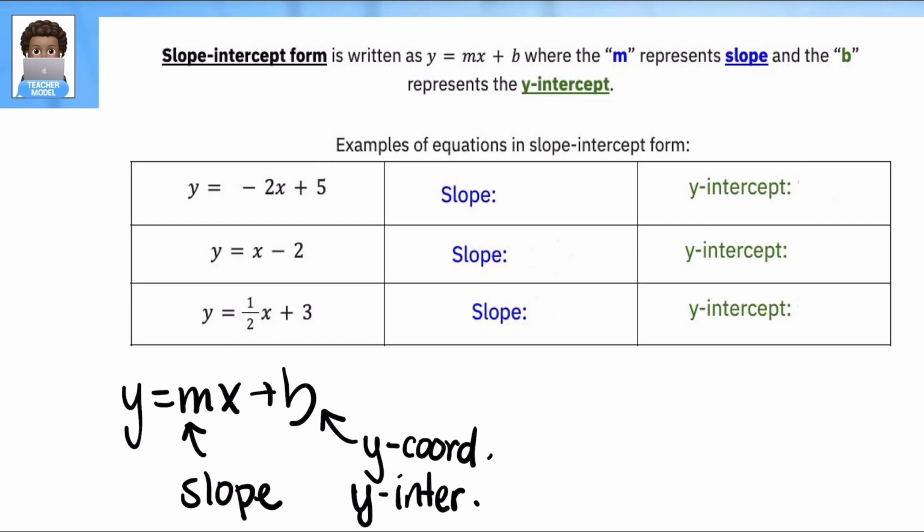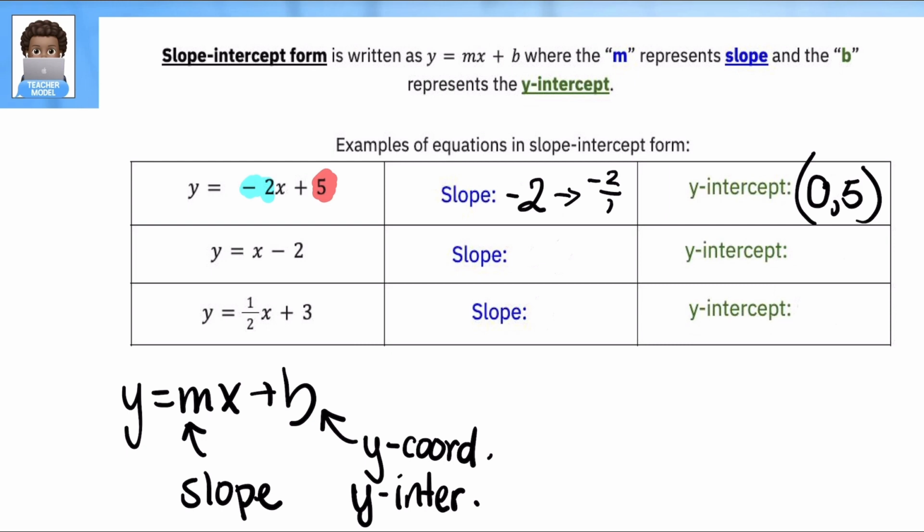So look at this first equation, y equals negative 2x plus 5. Here's my slope, negative 2. If you need to write it as a fraction, it could just be negative 2 over 1, but both work. And how do we find our intercept? It's right here. So we know that the 5 is a coordinate, so my intercept is 0, 5. That's it. That's all we have to do. So these are going to be pretty quick.